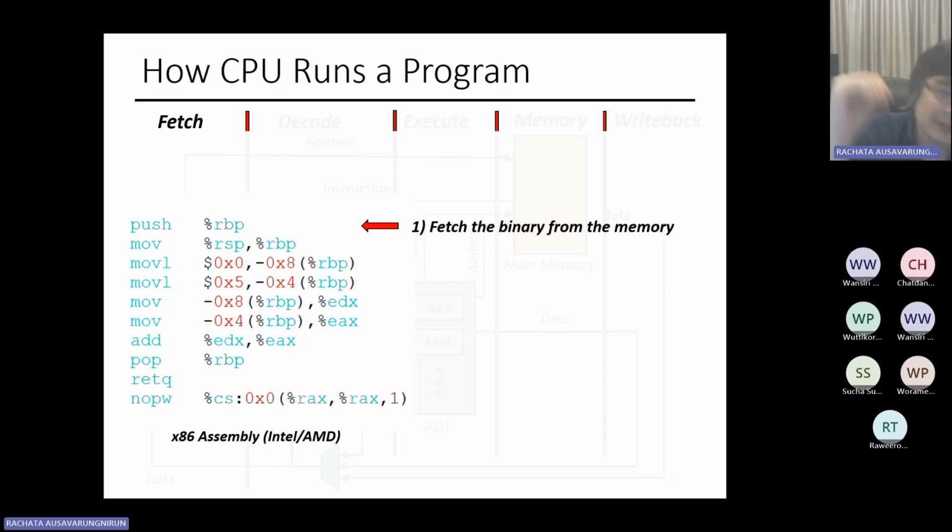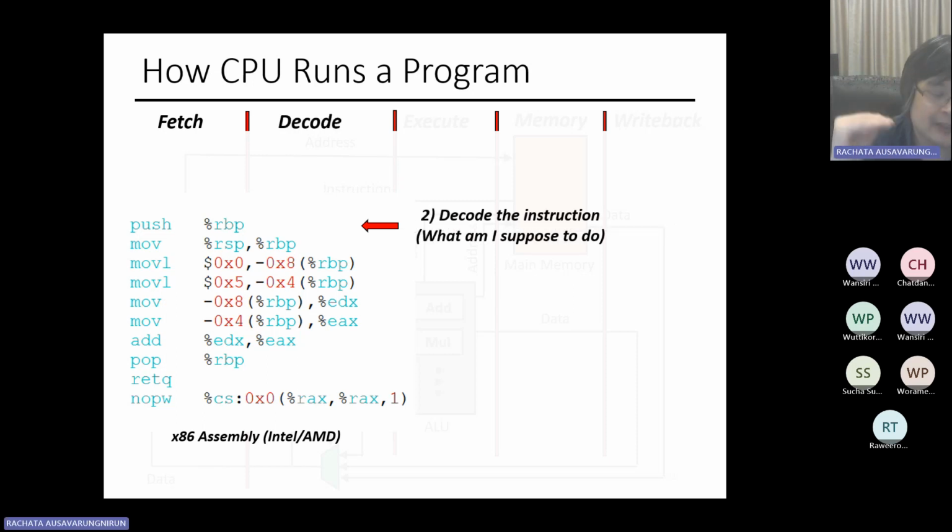So the first step is fetch. That's the line in assembly that you want to run. Now that you fetched, you know where that line is, you decode. What does that line do? In this case, push RBP. Decode means that I now know what I am supposed to do. The next step is to perform that action. We call this execute.